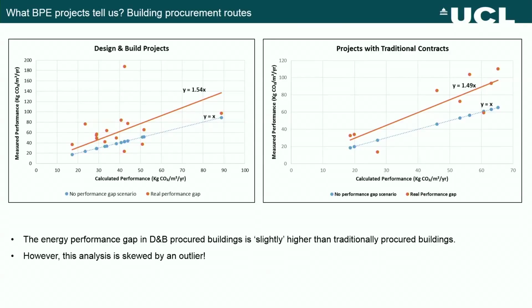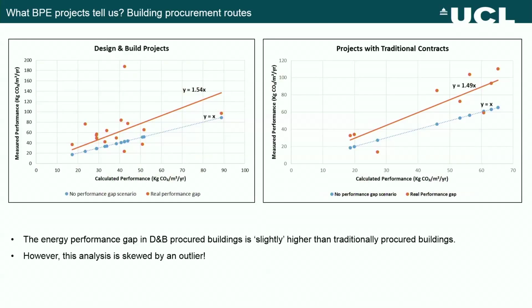The final one, comparison between design and build procurement route and traditional procurement route. It's quite interesting. Most practitioners believe that design and build contracts are among the main drivers for the performance gap, but when you actually see the evidence, when you compare the figures, traditional projects are not necessarily showing a lower energy performance gap either.